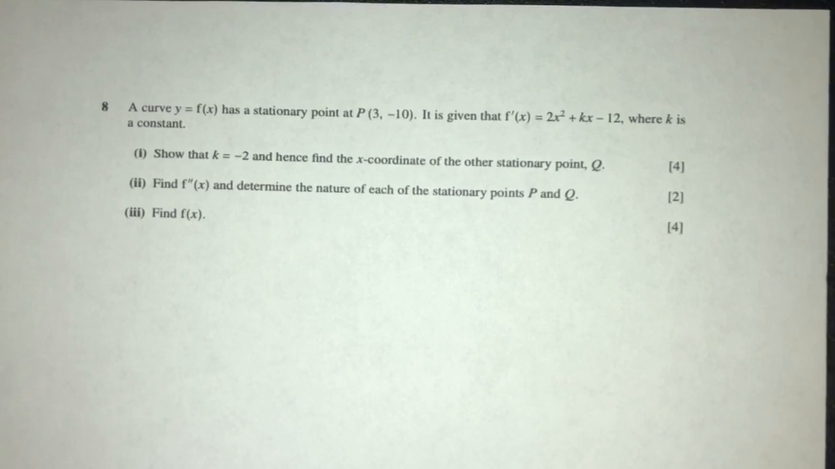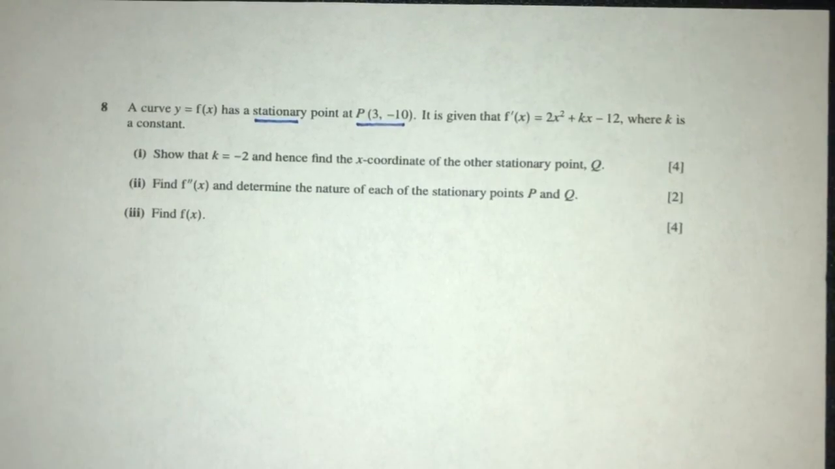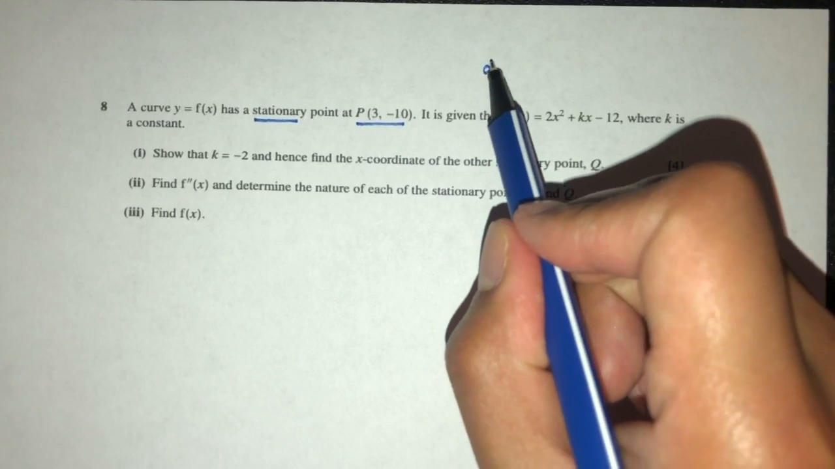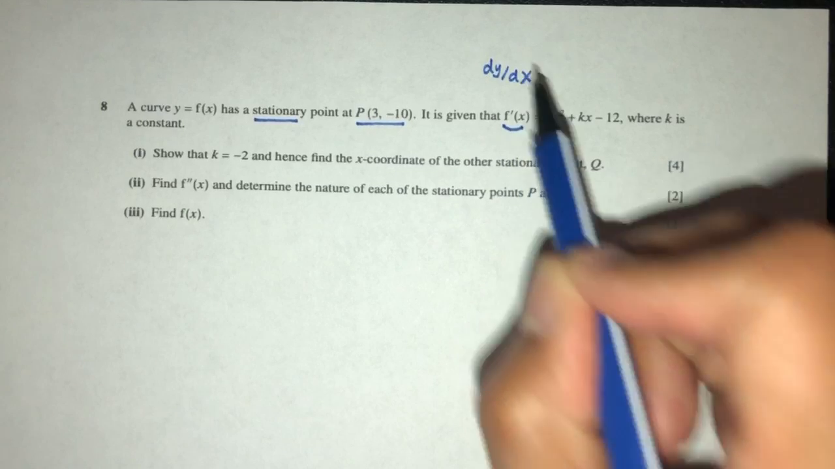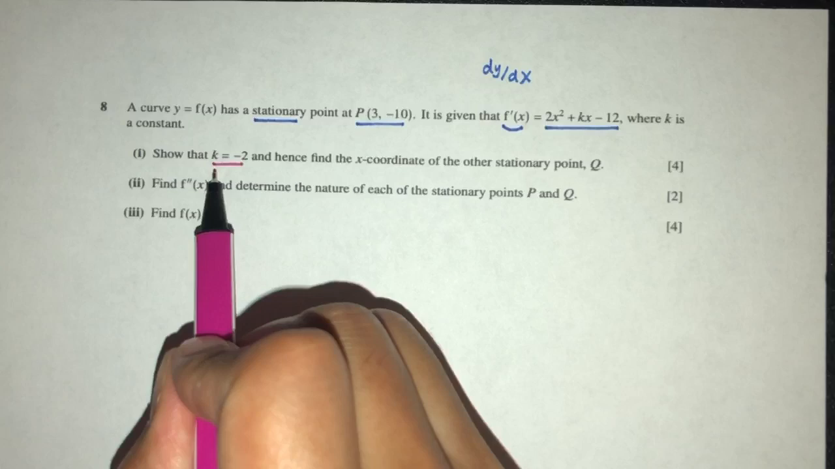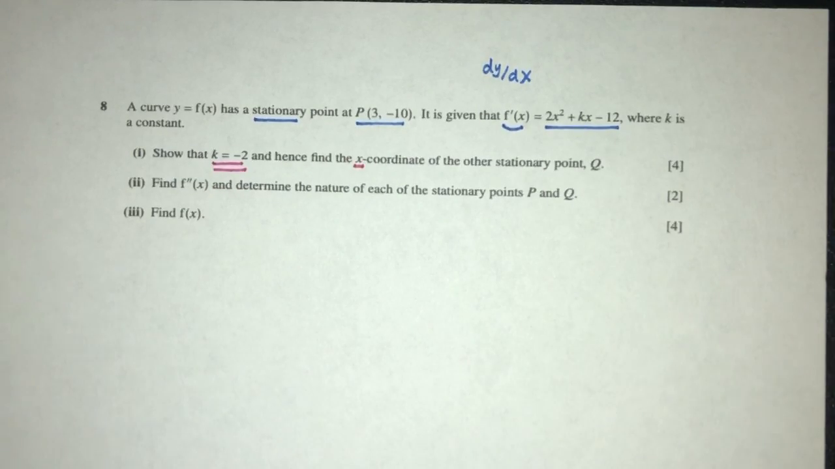Now let's move on to the next question. A curve y equal to f of x has a stationary point P. Okay. Now it is given that f prime of x, now what is f prime? We have to understand f prime is simply dy by dx, is given to you by this, where k is a constant. Now let's move on. Now we have to show that k is equal to minus 2. Hence, find the x value of the other stationary point.